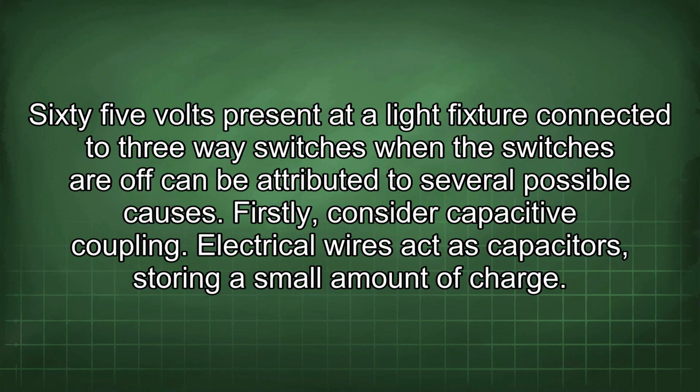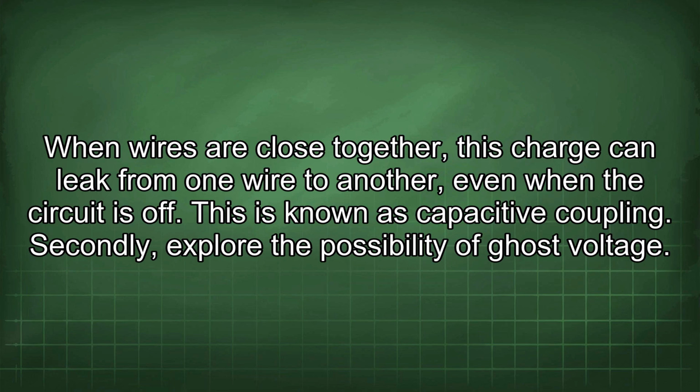65 volts present at a light fixture connected to three-way switches when the switches are off can be attributed to several possible causes. Firstly, consider capacitive coupling. Electrical wires act as capacitors, storing a small amount of charge. When wires are close together, this charge can leak from one wire to another, even when the circuit is off. This is known as capacitive coupling.